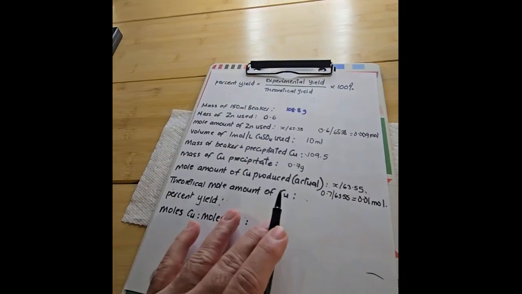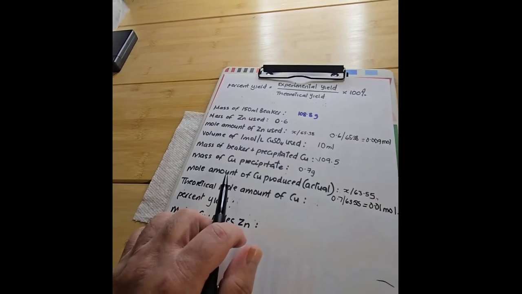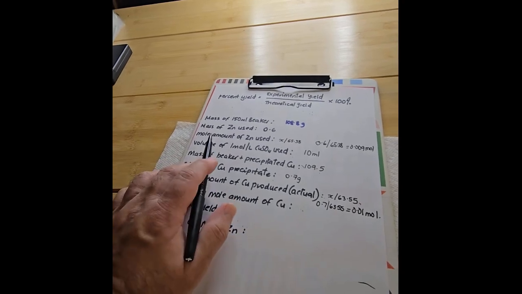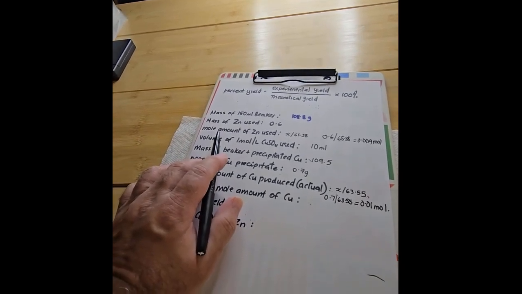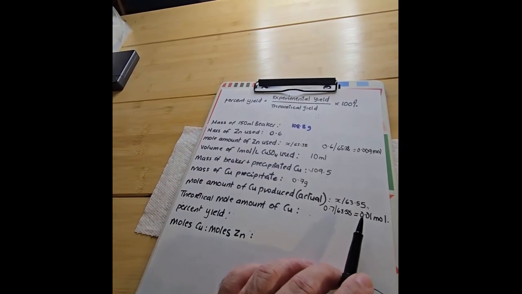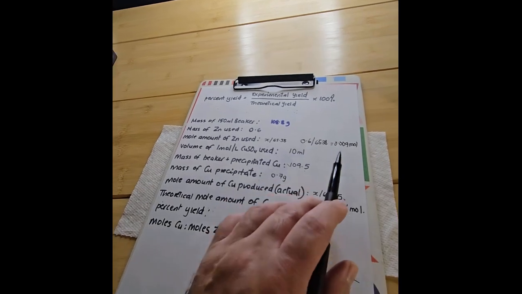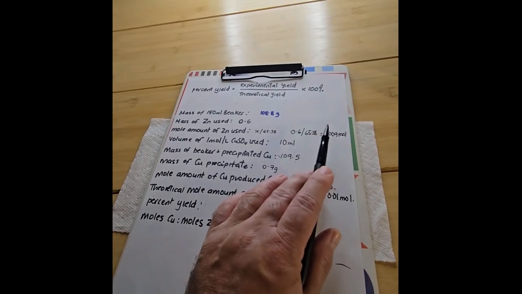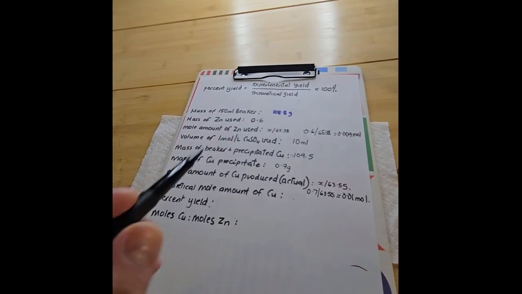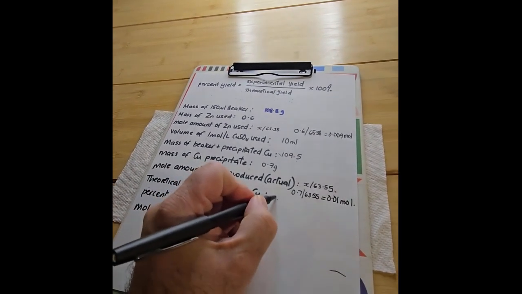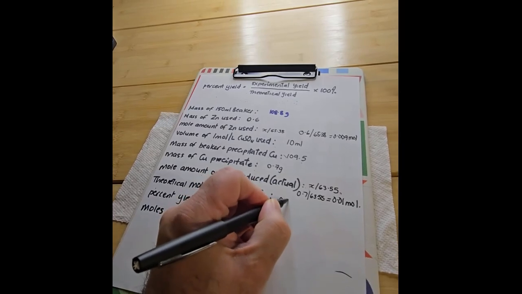Okay, so in theory, the mole amount of copper produced should equal the molar amount of zinc used. So we should have got 0.009 moles of copper to equal the amount of zinc used. So the theoretical mole amount, which is what I just said, should be 0.009.